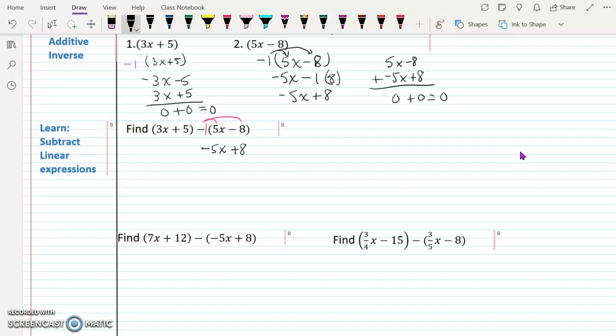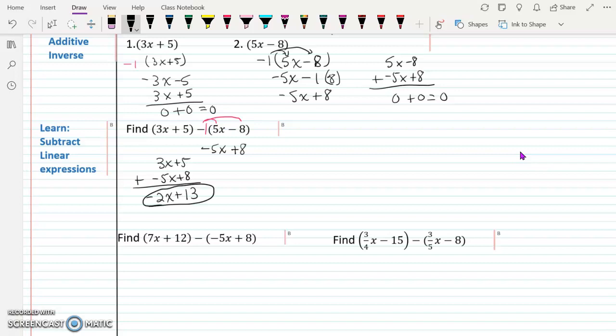Okay? Then we're going to take that and line it up right underneath our other expression, just like we did when we added yesterday. So 3x plus 5 plus -5x plus 8. And when I add those vertically, 5 plus 8 is 13. Those are both positive, so this is a positive answer. 3 plus -5 is -2. And those are my x terms.